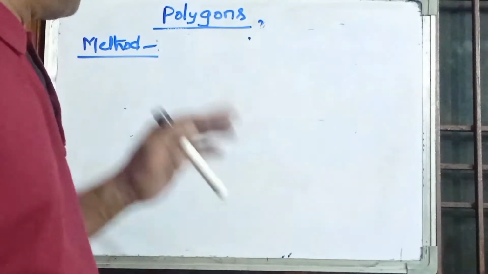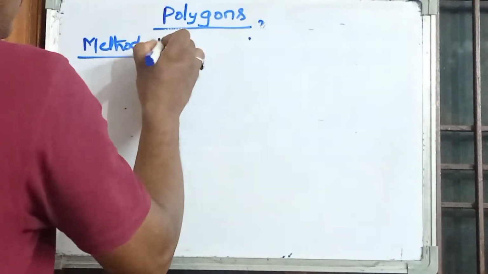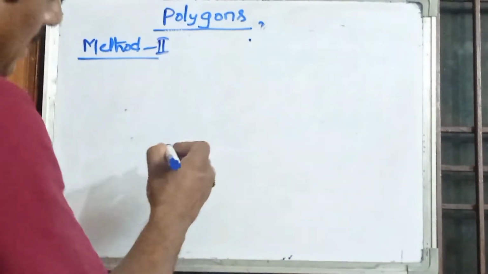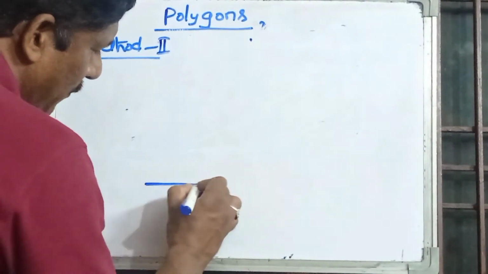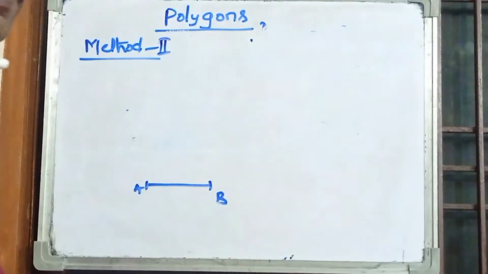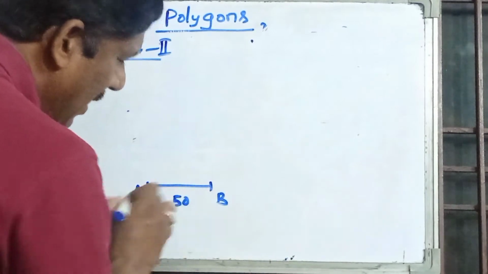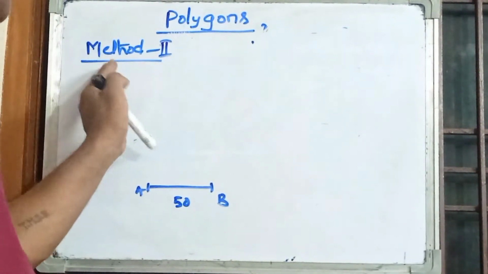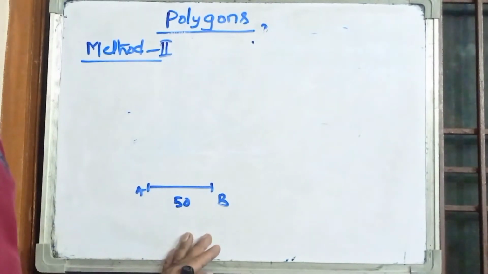So the next one is method 2, in the polygon. Okay. Here also same thing. One side of the polygon is given as 50 mm. So give the numbering: A to B is given as 50 mm. Assume that the given length, one side of the polygon, is 50 mm, and by using method 2, construct a polygon.